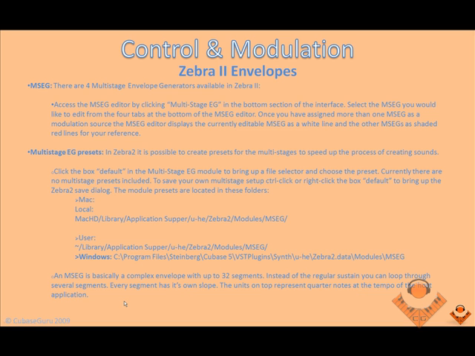Okay, and as it says down here, the MSEG is basically a complex envelope with up to 32 segments. And instead of a regular sustain, you can loop through several segments. Every segment has its own slope. The units on top represent quarter notes at the tempo of the host application. Okay, let's have a look at that.